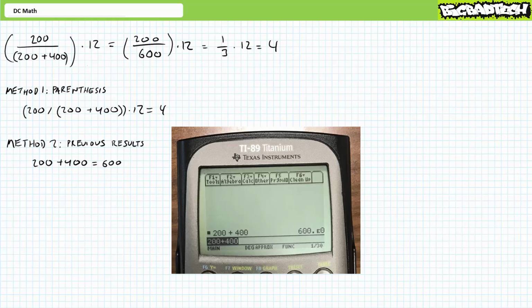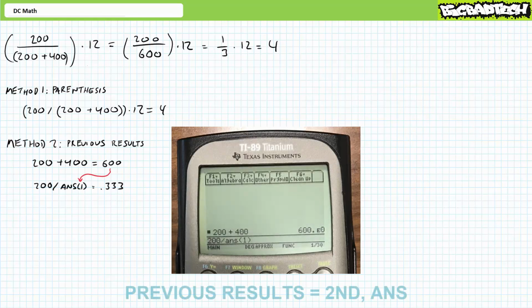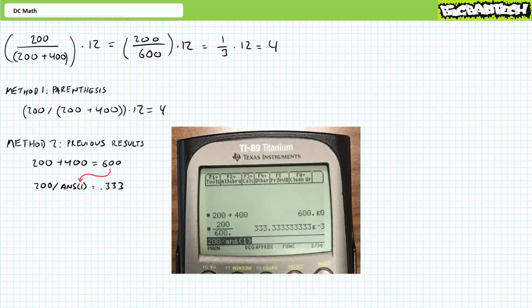200 divided by, don't you dare retype 600. It's a waste of your time and you might screw it up if you ever had to enter a more complicated number. Simply use the previous results key by pressing second answer in the bottom right corner. Press enter. The calculator gives us the decimal equivalent for 1/3 expressed in engineering format.